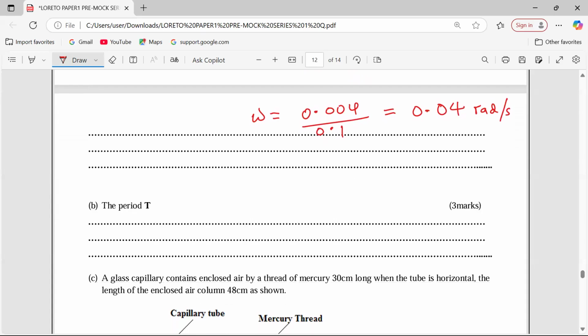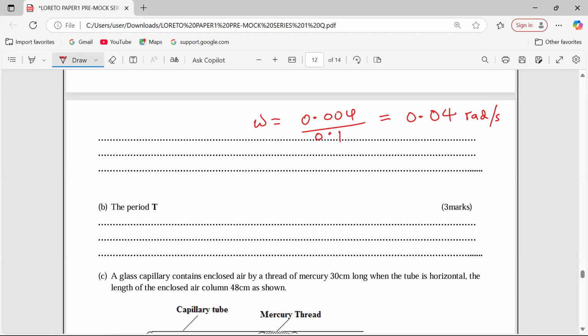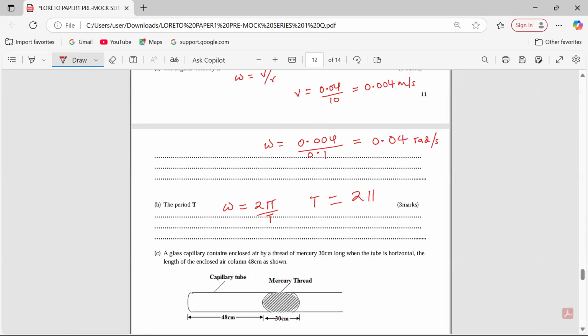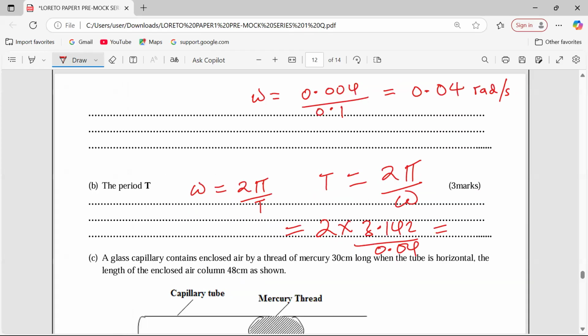We are also needed to calculate period T. We know that omega can also be given by 2 pi out of periodic time. Therefore, how do we make periodic time the subject? By taking 2 pi out of omega. So 2 multiplied by 3.142. This one now should be divided by the omega that we've just gotten, 0.04. Yeah.